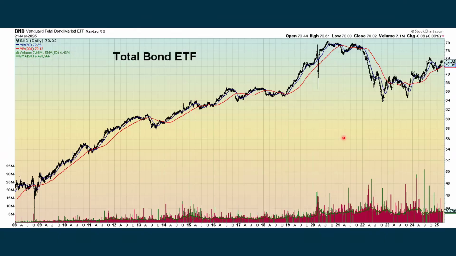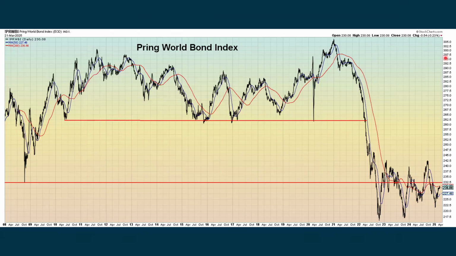And then we look at the total bond ETF. This is in an uptrend, and that's positive for price, which means interest rates are tending to go down. But when we look at the world bond index, this is still in a downtrend, even though it's really been bouncing back up. We keep going up like this, and it's going to turn into an uptrend based on price.